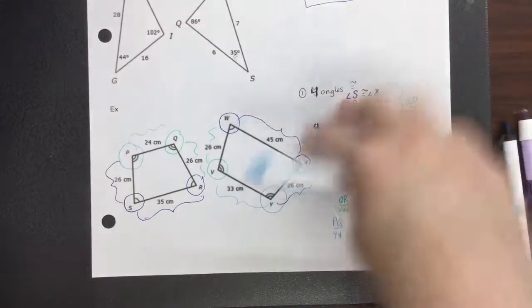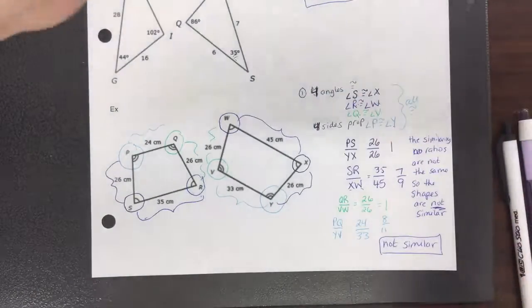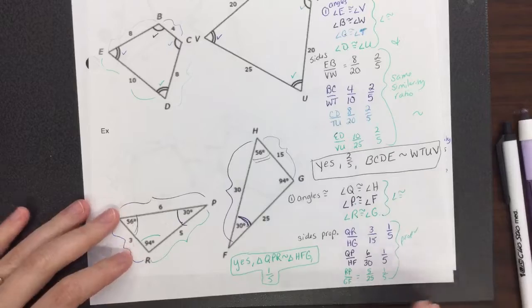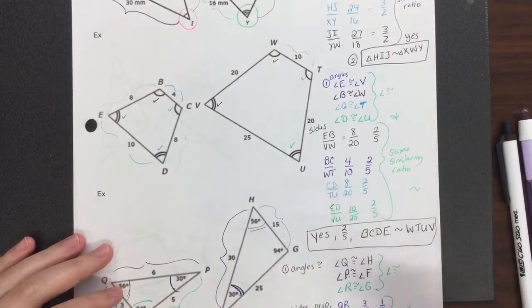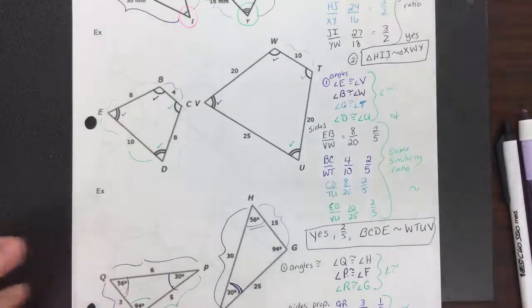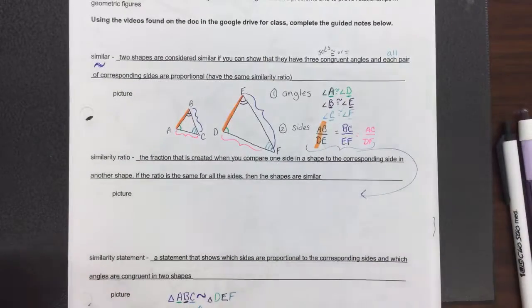So this page gives you some good examples of how things are not similar. This page gives you a lot of good examples on how things are similar and all the things that you would need to show. If you have any questions, be sure to write them down and ask when you get to class.